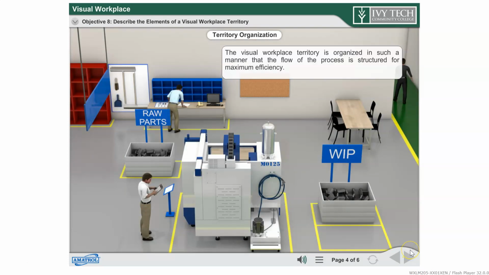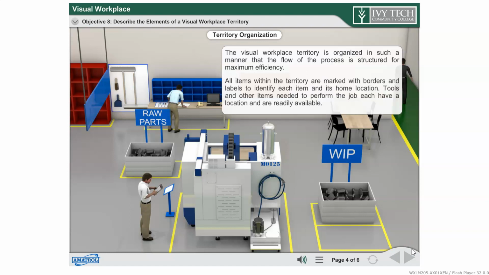The visual workplace territory is organized in such a manner that the flow of the process is structured for maximum efficiency. All items within the territory are marked with borders and labels to identify each item and its home location. Tools and other items needed to perform the job each have a location and are readily available. Raw inventory and work-in-process inventory are kept close at hand in their home locations and easily identified.